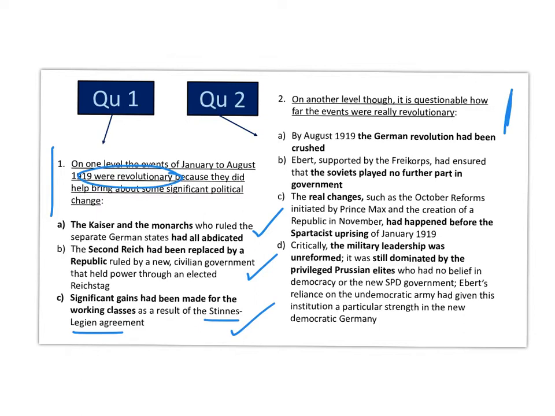So the socialist revolution, I'll put that in, the social revolution, in other words giving power to the workers, of course never happened. The Spartacists were crushed, the Soviets were crushed. Power was not given to the working classes, the middle classes remained. So that's the point: the Soviets were playing no real further role.